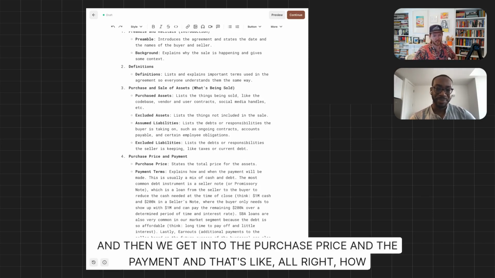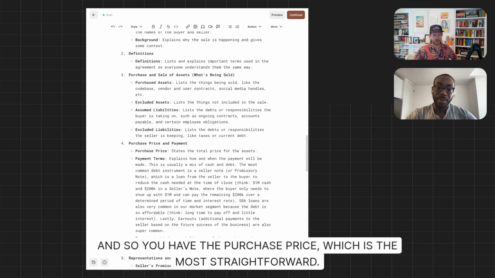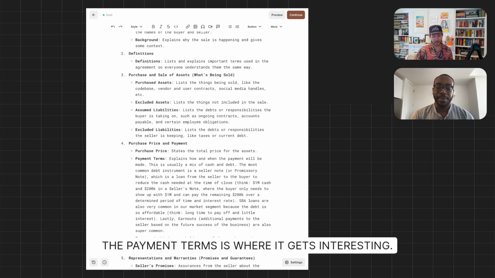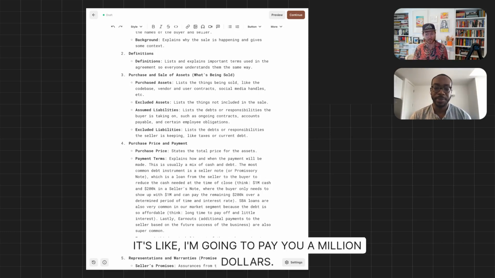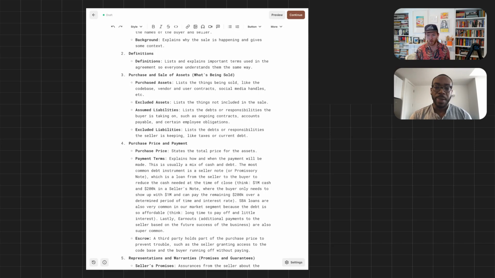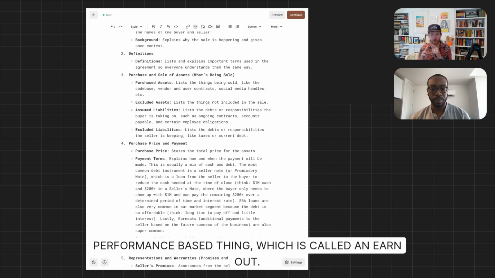Yeah. And then we get into the purchase price and the payment. And that's like, all right, how complicated can that be? And so you have the purchase price, which is the most straightforward. I'm going to pay you $1 million. The payment terms is where it gets interesting. It's like, I'm going to pay you $1 million. 80% or 800K is in cash and 200K is going to be debt. There's a wide variety of that, but it's usually cash, debt, and then maybe some performance-based thing, which is called an earnout.